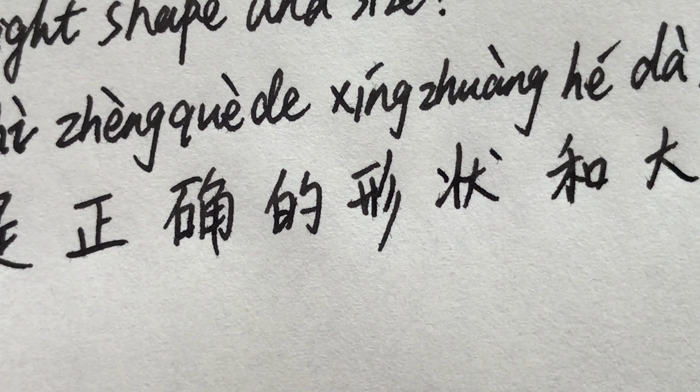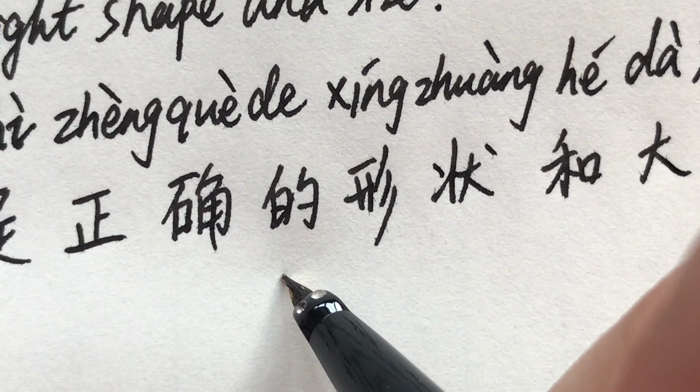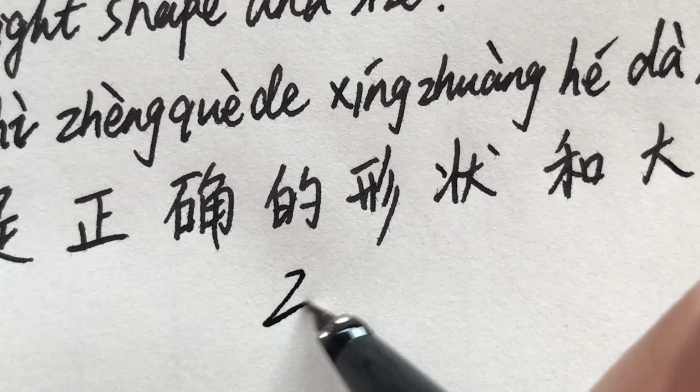这是不是正确的形状和大小？形 in cursive. 形 to appear, to look, shape. 形状 form, shape. Is it the right shape and size? 这是不是正确的形状和大小？形 Please comment any words or sentence with the character 形.